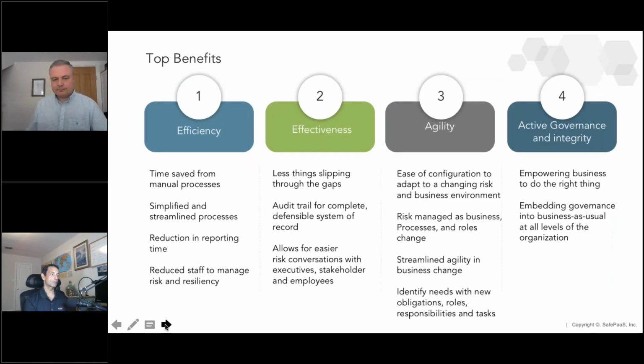Excellent. And how about the benefits? What are the top benefits for a unified approach to GRC and access governance?